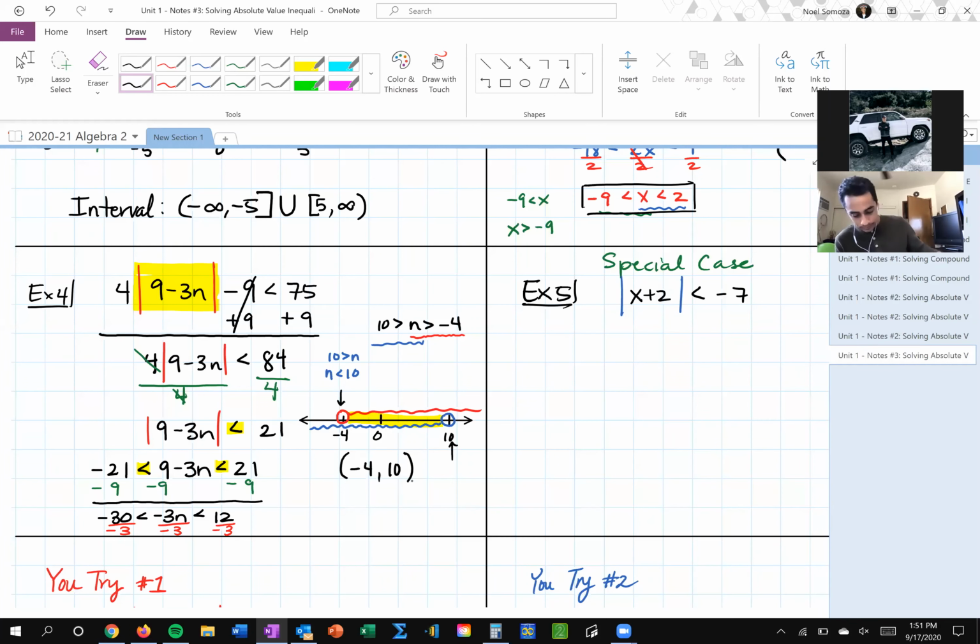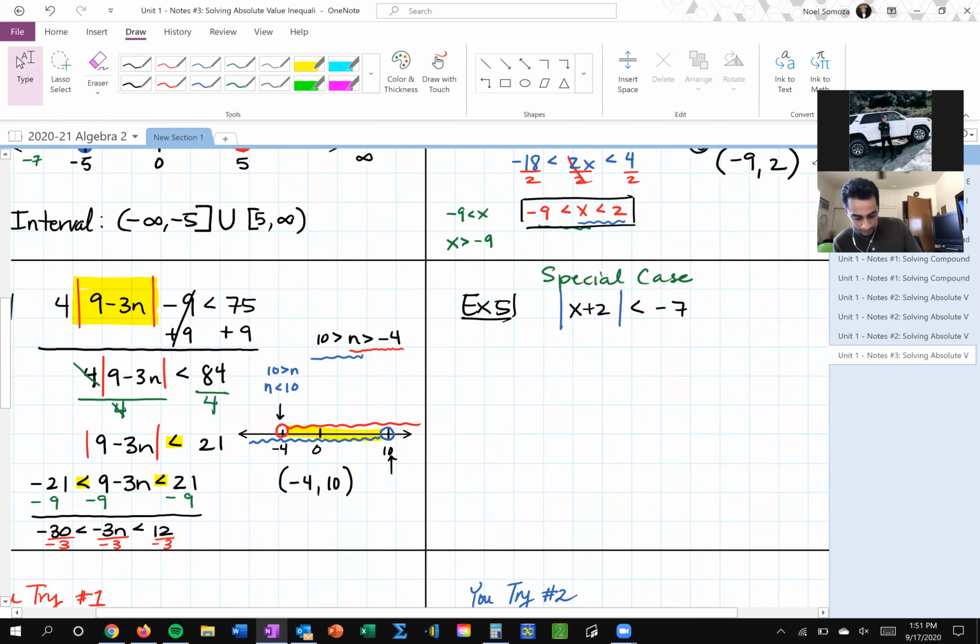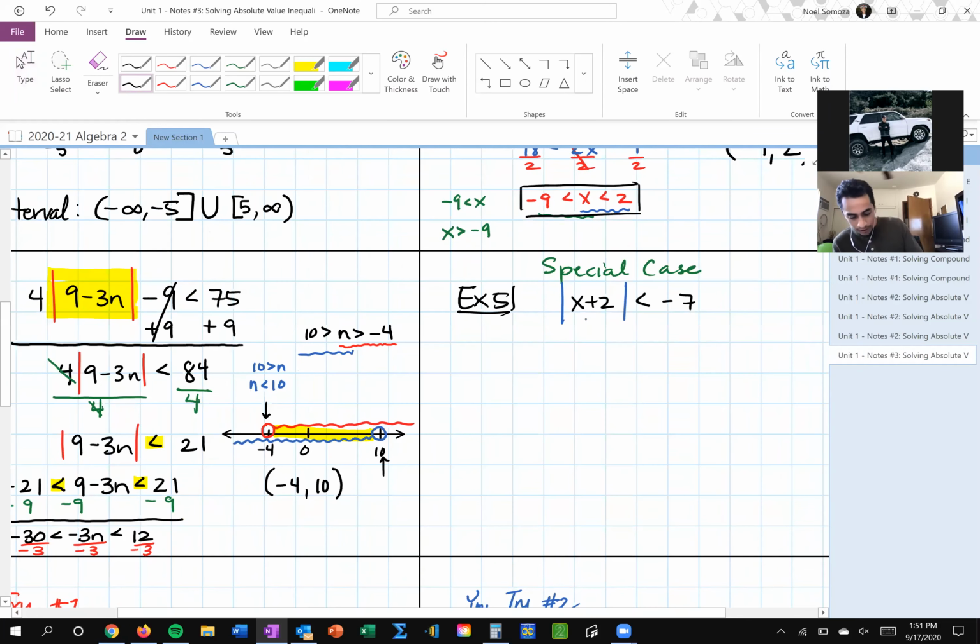Ask yourself. So example number 5 is exactly that case. I have the absolute value of x plus 2, which is less than negative 7. You might think to yourself, okay, it's pointing to the absolute value, let me make a sandwich. But I want you to think first.